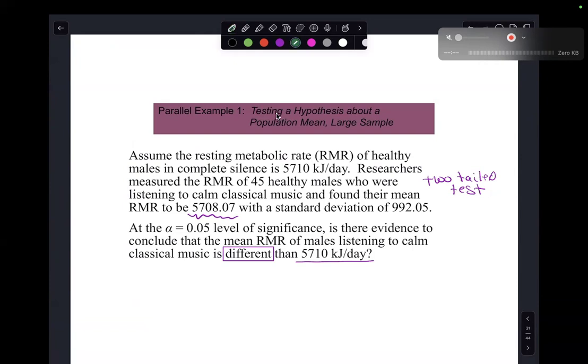So my hypothesis, remember your H naught is like the status quo. We're showing whether it is or is not true. We believe it's true until it shows it's not. Mu equals 5710 kilojoules per day. I'm not going to be a stickler about whether or not you put the units up there. I like them there, but I'm not going to mark you down if you don't. I feel like that's just splitting hairs. My alternative hypothesis, because it says different, we use not equal to.